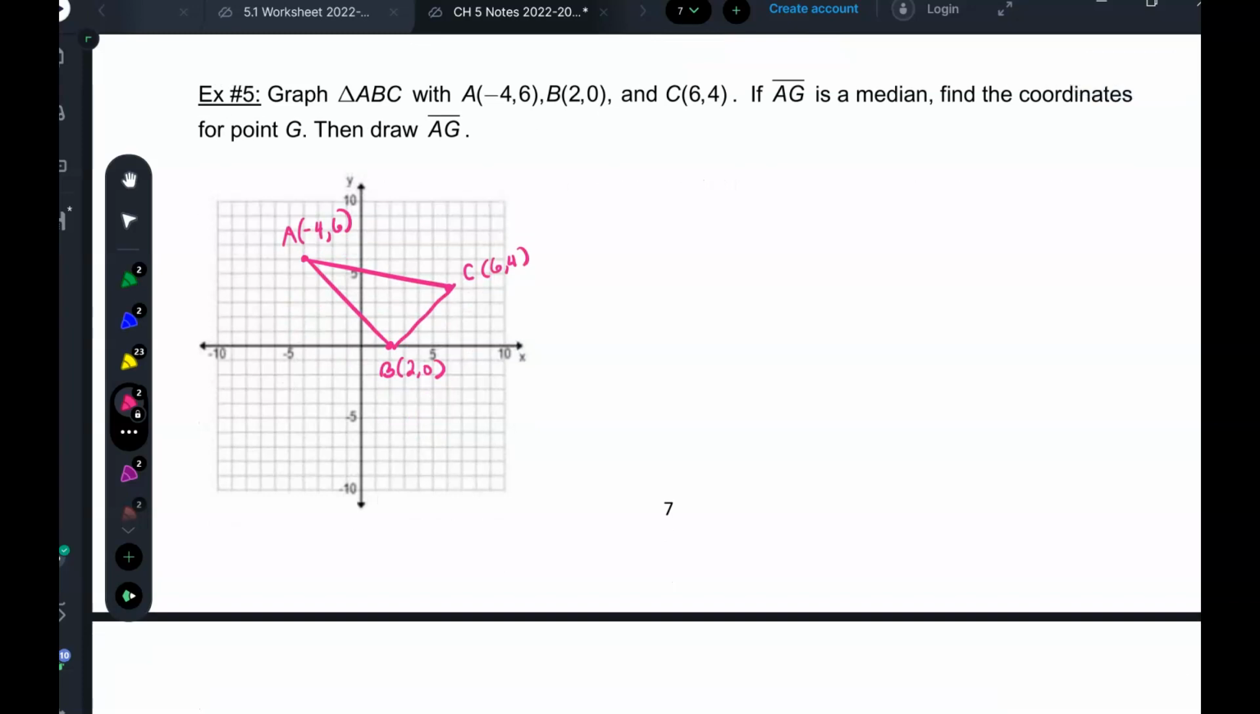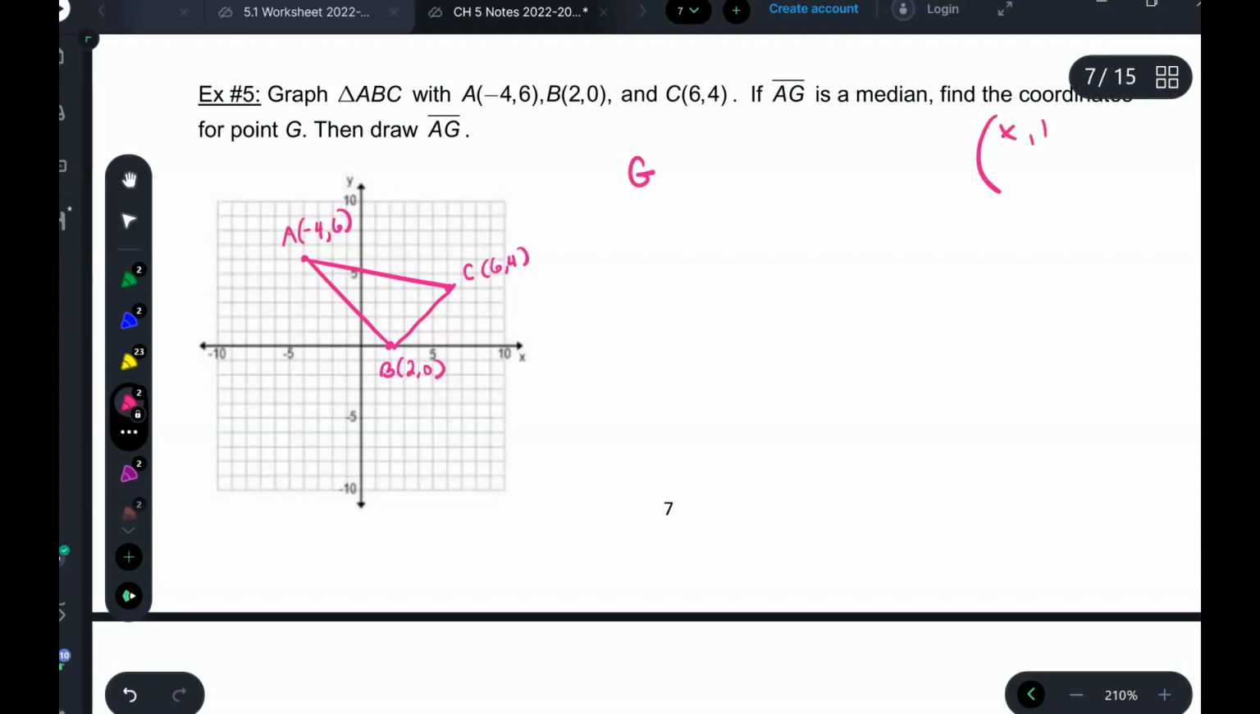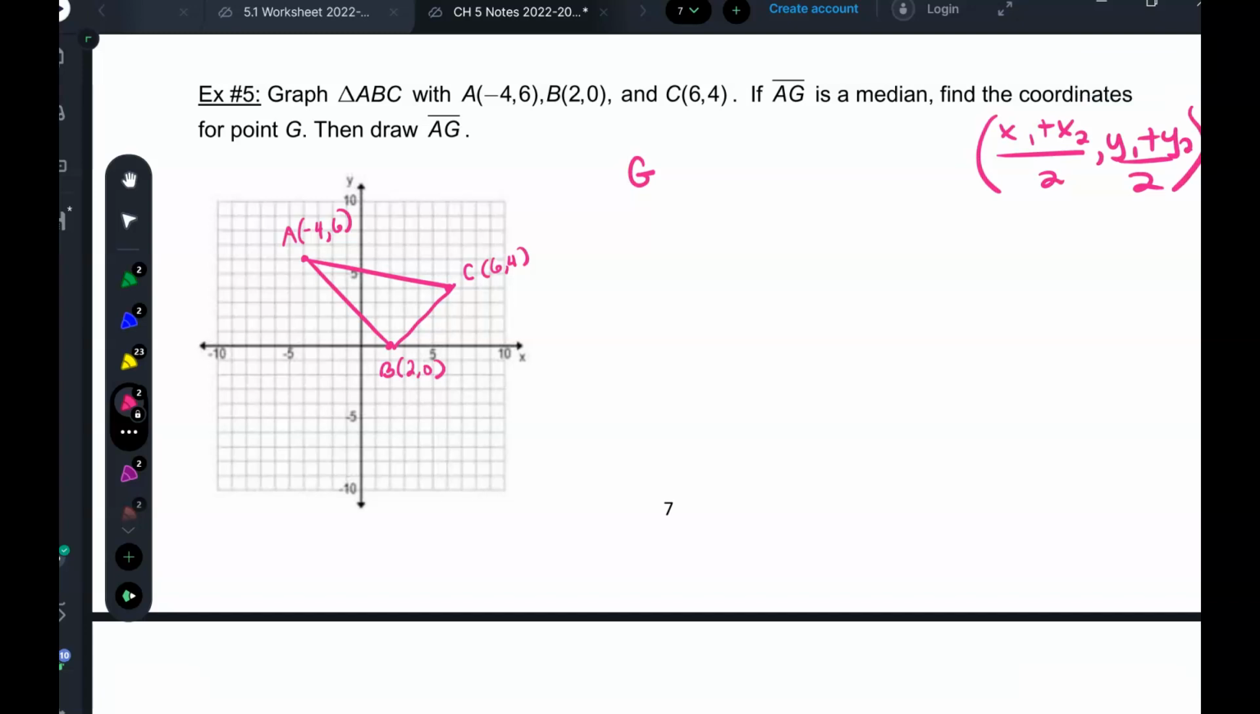Okay, almost done. A, B, C. We graphed it. What do we want to do? AG is a median. Oh, but there's no G. So how are we going to find G? You average the things. Good. So let's think back to our midpoint formula: x1 plus x2 over 2, y1 plus y2 over 2. Look familiar? Again, this is one of those formulas that's not going to go away, just like the distance formula.